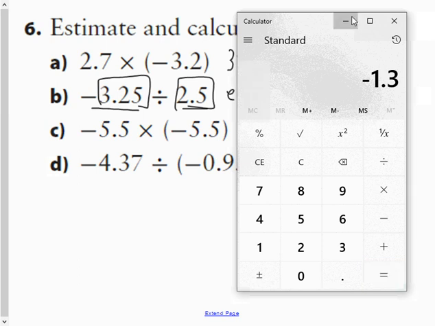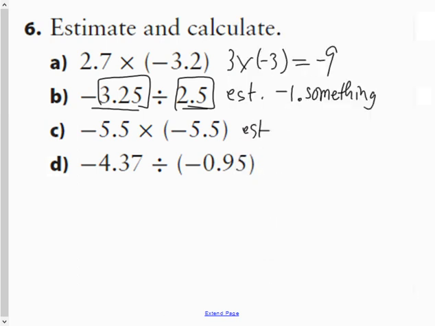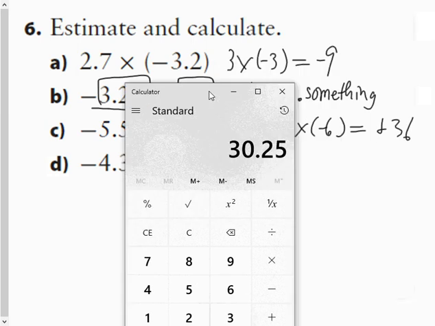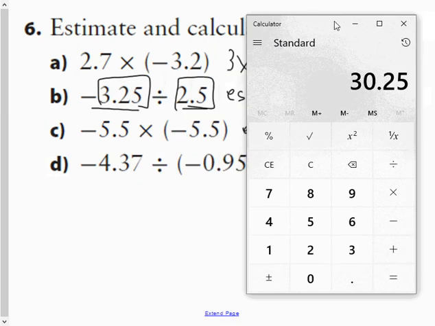The next one, estimation will be negative 6 times negative 6, which will be positive 36. Grab your calculator. And go 5.5 negative, multiplied by 5.5 negative, 30.25, pretty darn close to 36.